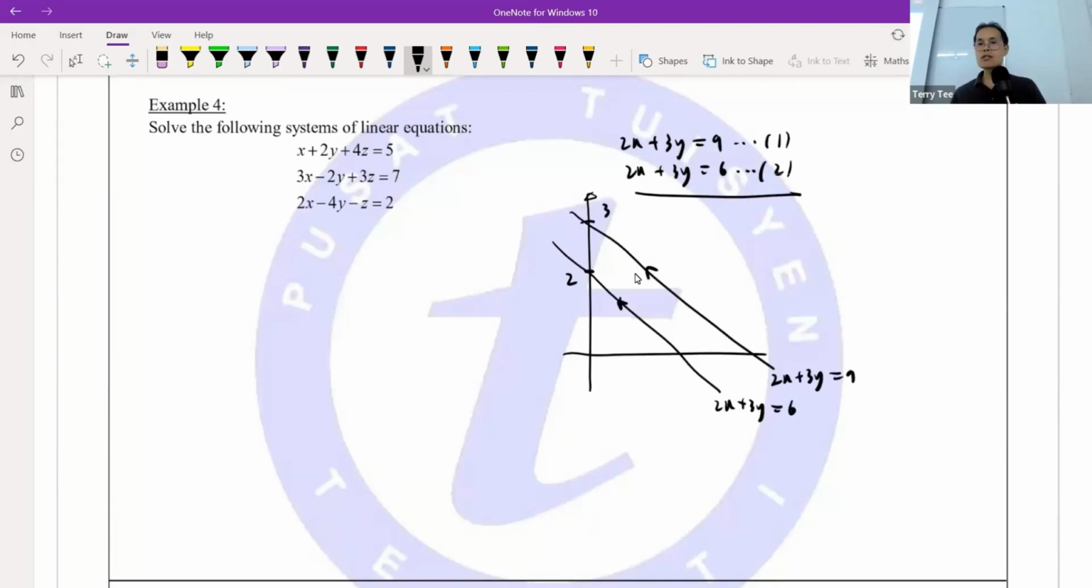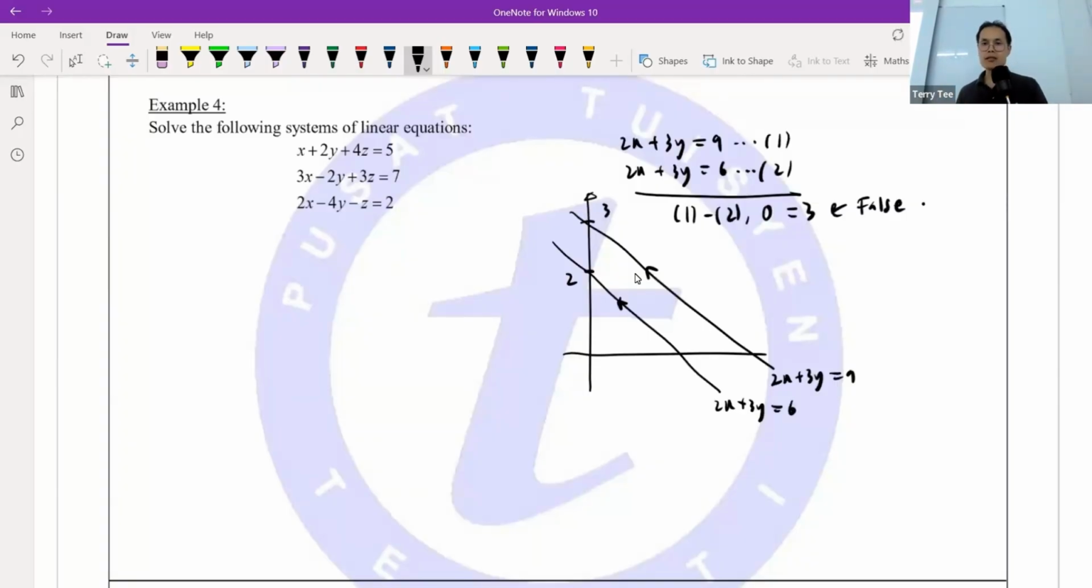If you're going to solve this simultaneously, let's say you take 1 minus 2, what do you get? You get 2x minus 2x, 0. 3y minus 3y, 0. And 9 minus 6 is 3. So you get 0 equals 3, which is what we call a false statement, right? So that means there is no solution.